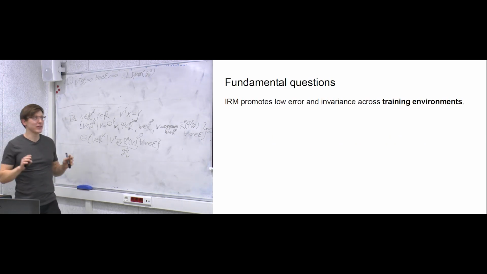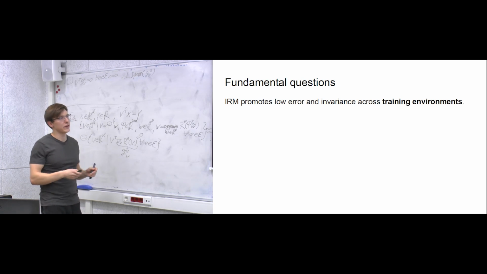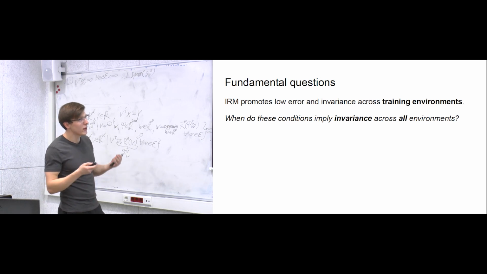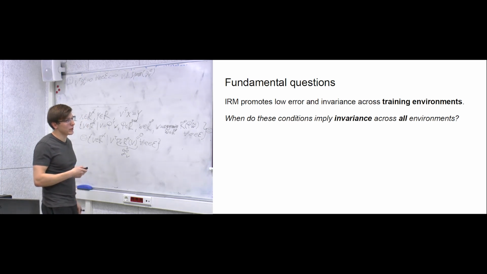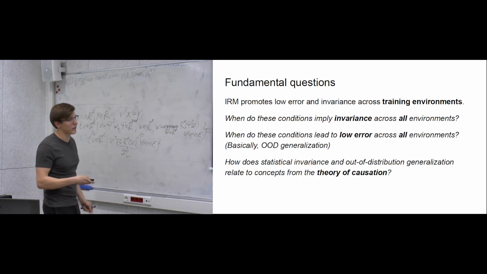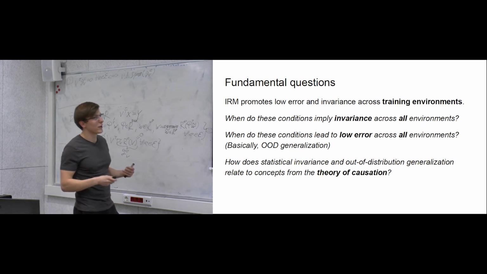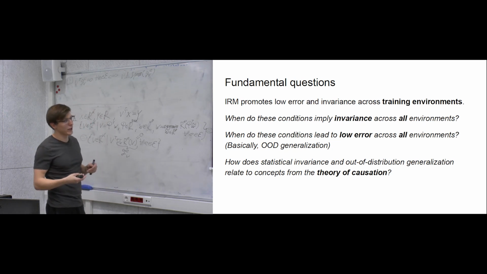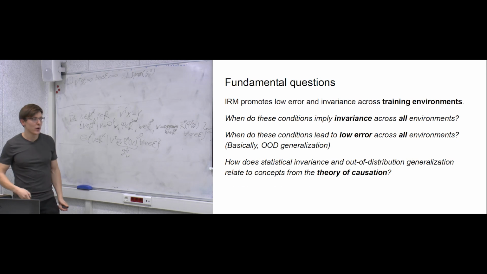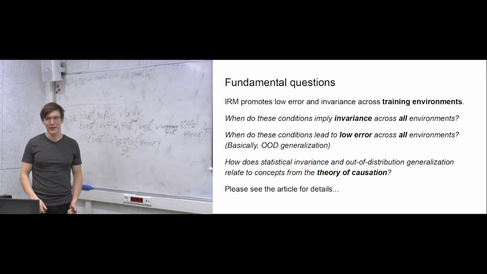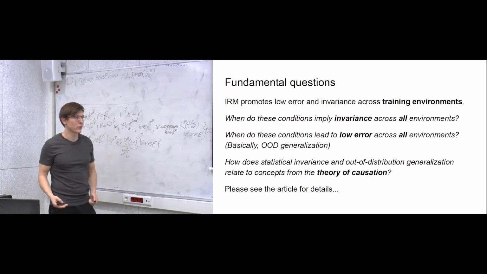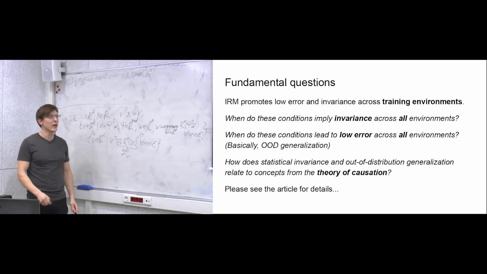Well, we can believe that IRM promotes low error and invariance across training environments, okay? But we have several questions. Does it promote invariance in all environments? Does it promote low error in all environments? How are those things actually connected: causation, statistical invariance, and out-of-distribution generalization? Please see the article for details, and I can explain it after this talk for those who are interested.